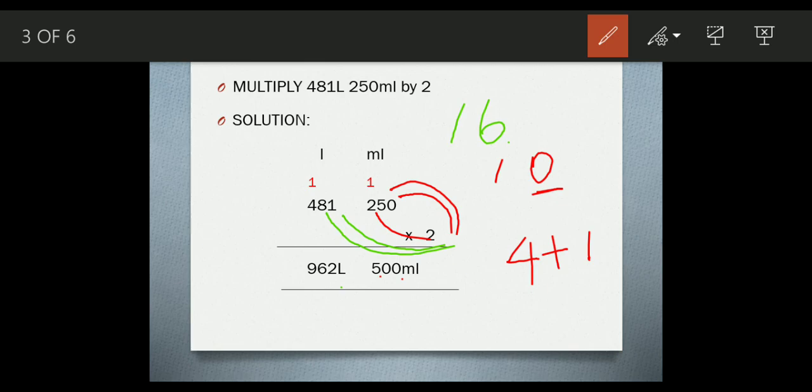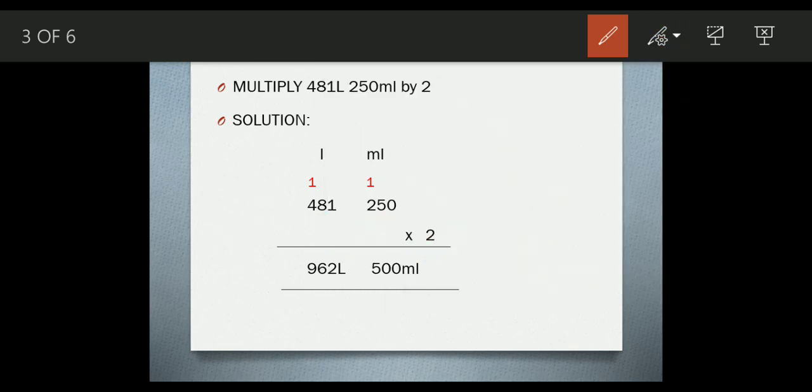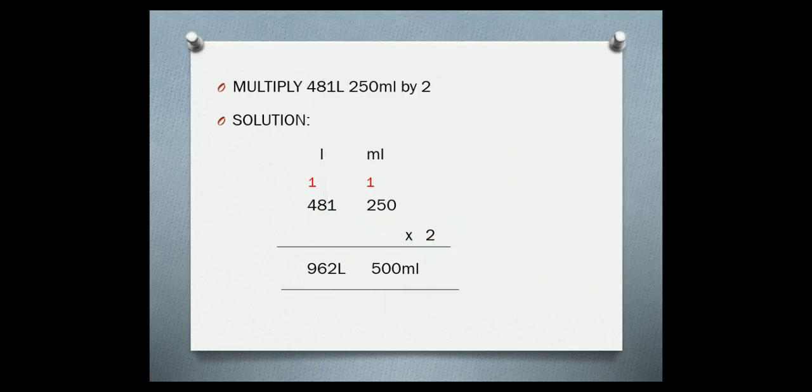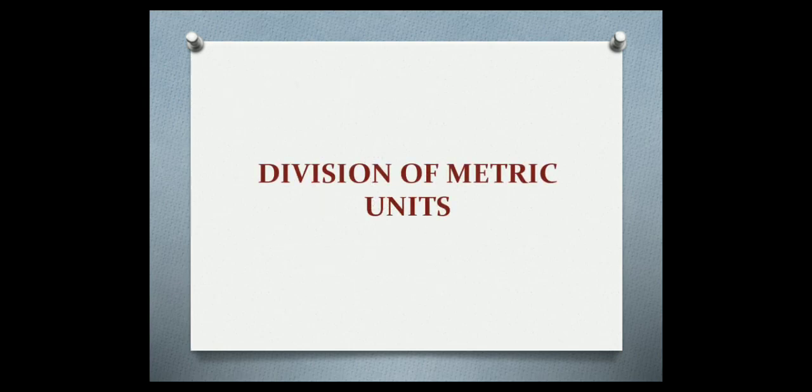You can see here. Now again multiply 2 into 4. 2 4s are 8. 8 plus 1 plus 1, right? 8 plus 1 is 9. So let me clear all the marks. You can see now clearly the answer is 962 under liter, so 962 liters, and 500 under ml, so 500 ml. So this is how you multiply metric units. Like a normal multiplication, you multiply and put the units at the end. Clear? Fine.